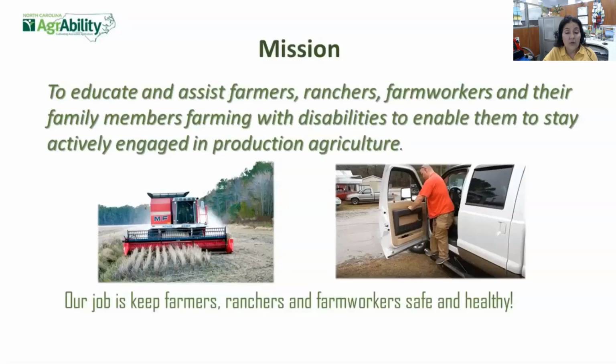And we are also helping, as I said at the beginning, the new beginning farmers and those in the military who are looking to transition into agriculture. I'm not sure how many we have, but I know here in North Carolina we have a large number of veterans who want to transition into farming.